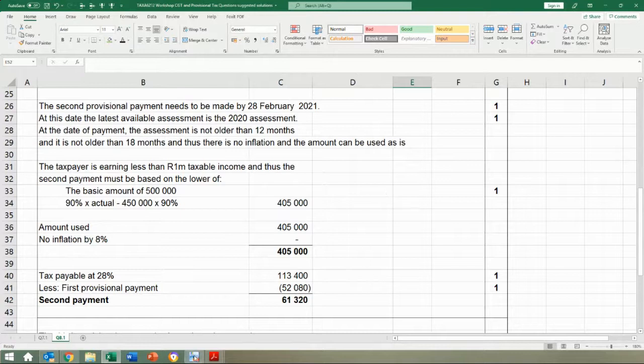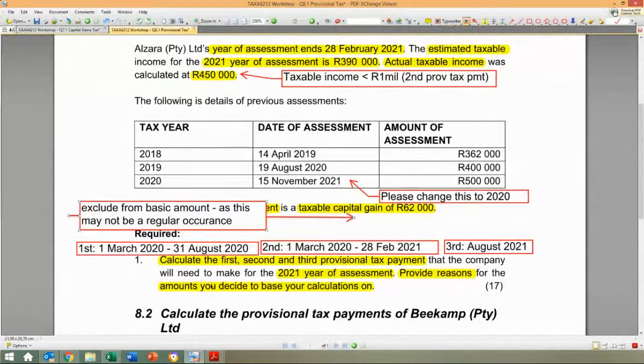Now, for the first one, if we just go back to the tables here, because the first one is due the 31st of August, and we've only submitted the 2019 one the 19th of August, it's less than 14 days before when we have to make the payment. The rule says you have to take the previous tax assessment. Now, the previous tax assessment is more than 18 months old. So as soon as it's more than 18 months, we have to adjust it with 8% per annum. Okay, so that's why the first provisional tax payment was based on the 2018 tax year, and we had to adjust it to get a more representative amount.